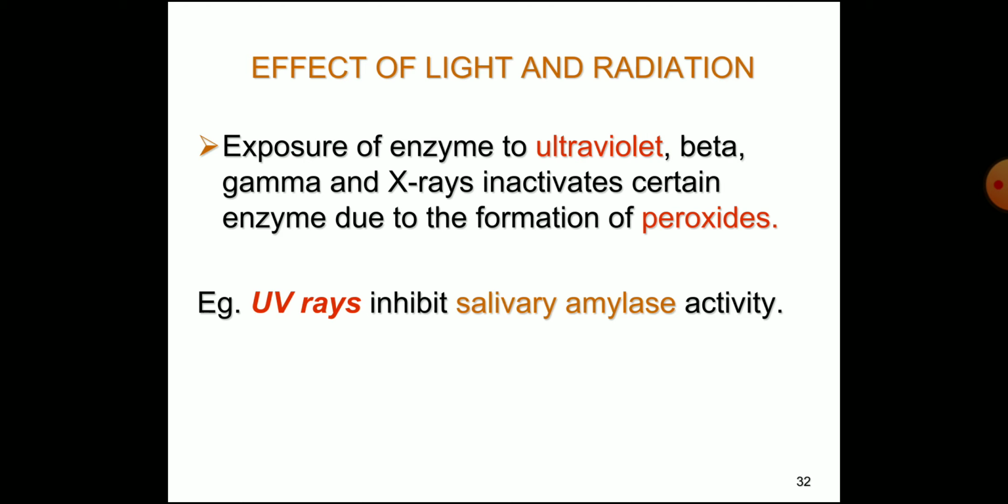Example: ultraviolet rays inhibit the salivary amylase activity. Salivary amylase is present in the mouth, isn't it, for the digestion and absorption of carbohydrate. So you might have noticed in cancer patients getting radiation. Suppose it is in the mouth, they are getting radiation, then they will have reduced salivation and difficulty in swallowing, etc., due to the destruction of the salivary gland, and salivary amylase will be leaking.